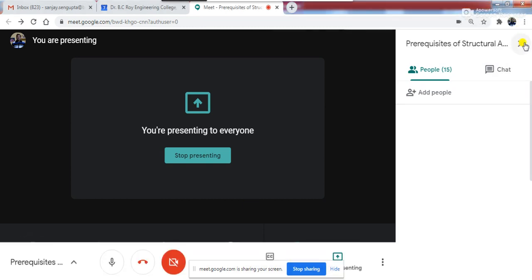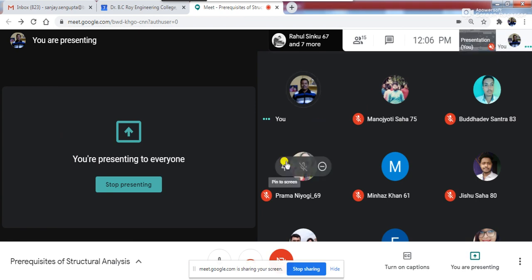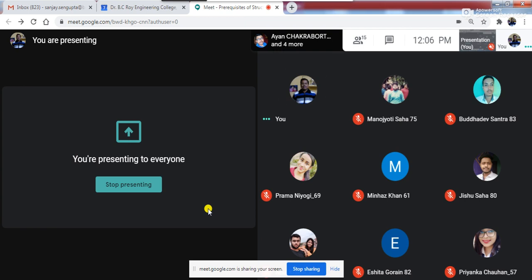Our discussion on influence line diagram construction for truss members. Okay, so tell me one thing that you know. In any truss member, which kind of forces may you expect? Anyone can tell? Sir, axial forces. Yes, only axial forces. Either it will be tension or it will be compression.